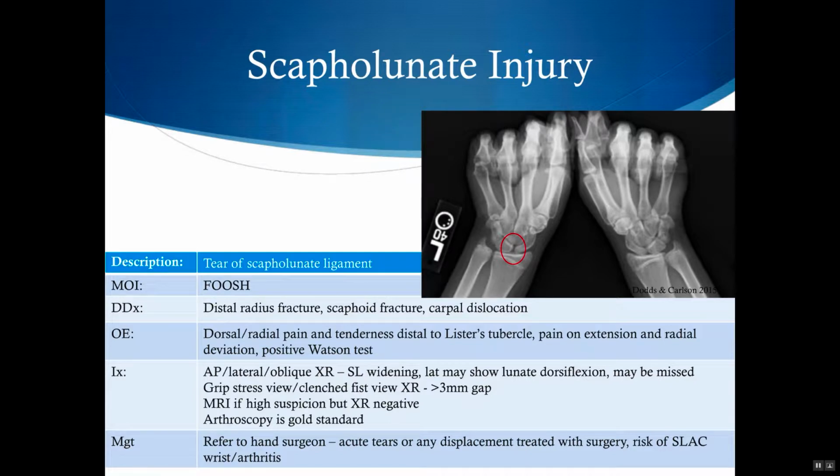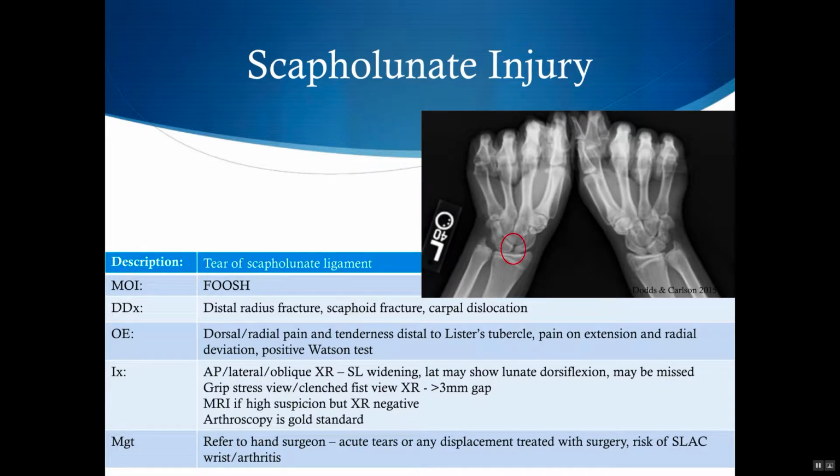If these injuries aren't diagnosed and treated, they can progress to some severe complications, like DISI deformity, which stands for dorsal intercalated segmental instability, and that can progress to SLAC wrist, which stands for scapholunate advanced collapse, and is an advanced form of arthritis. If there's any concern about this injury, then it's best to refer to a hand surgeon.